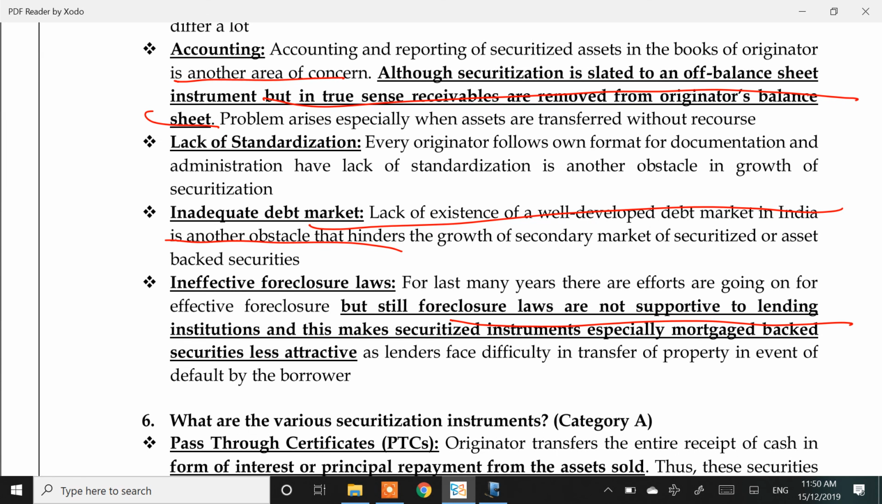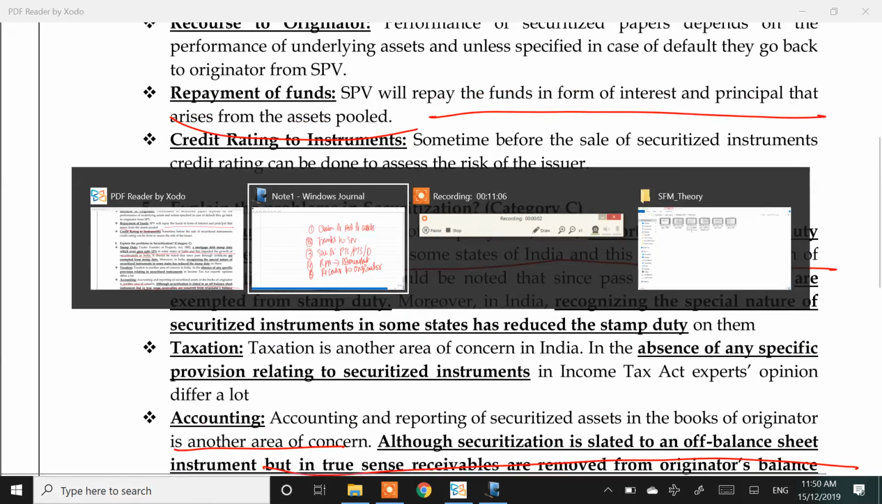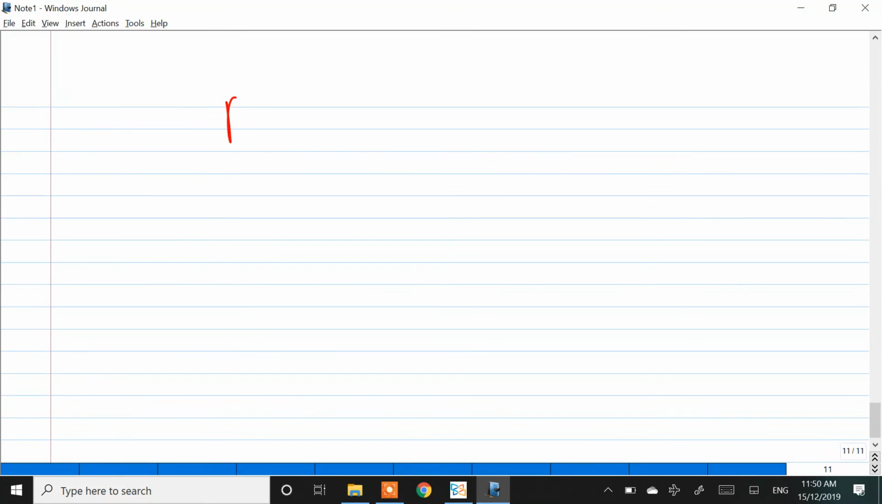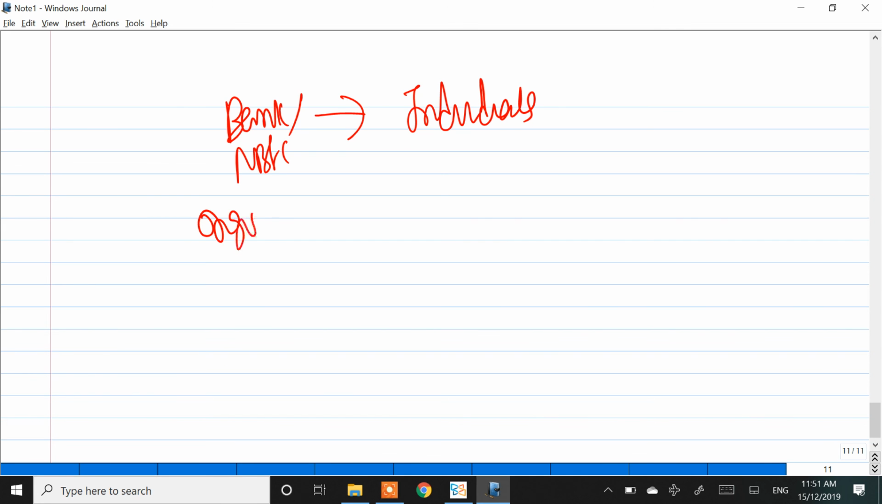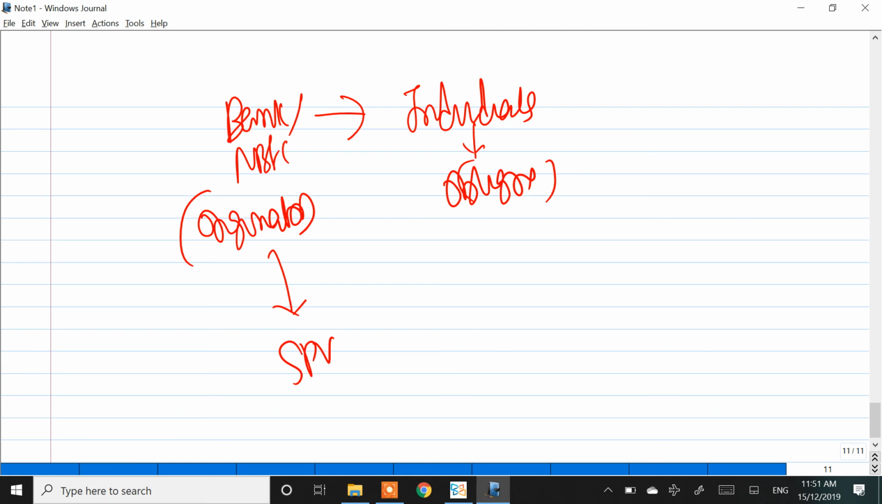So just to explain again in detail, there is a bank or an NBFC that gives loans to individuals. The bank or NBFC is the originator. Individuals are obligors. They transfer this to SPV. SPV issues PTC or PTS to investors.